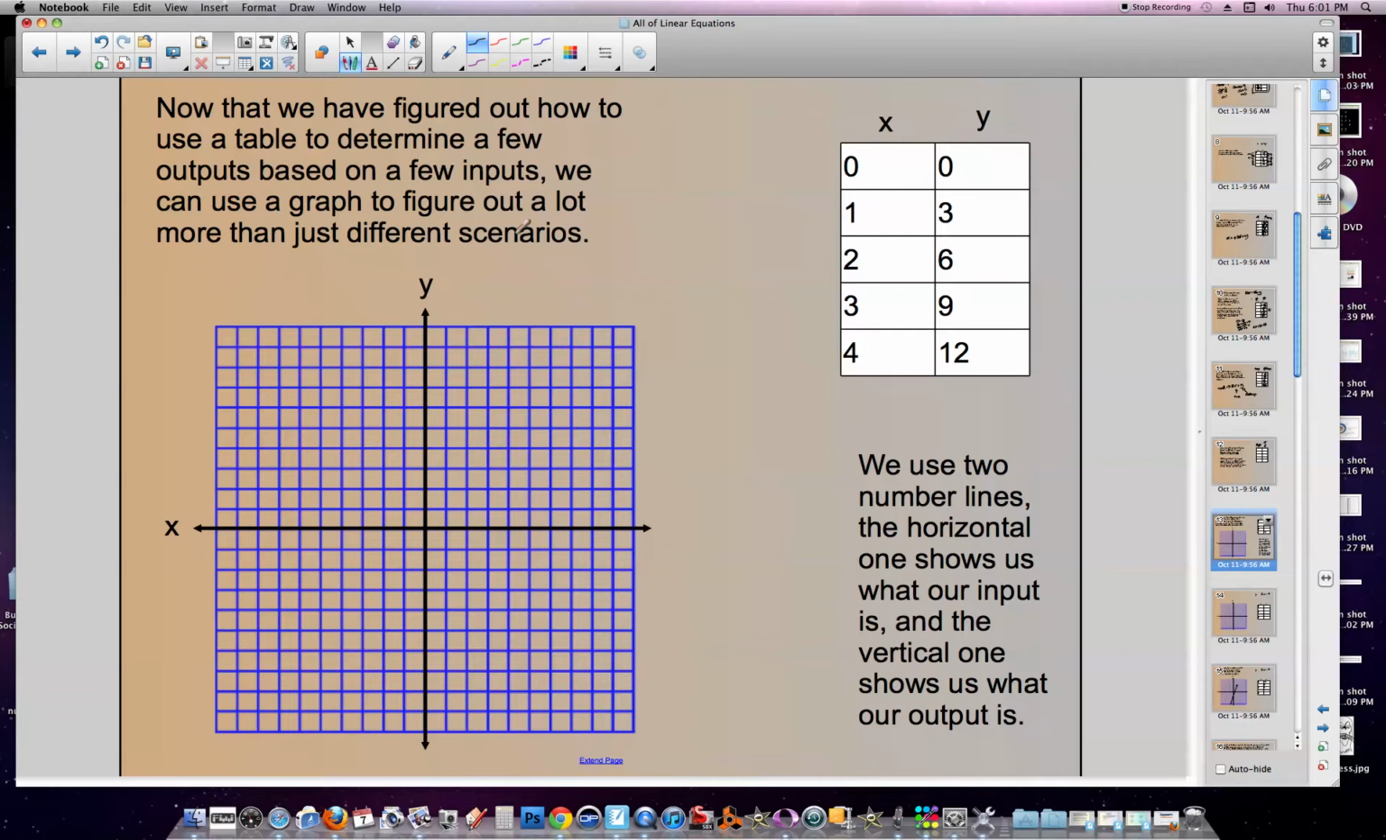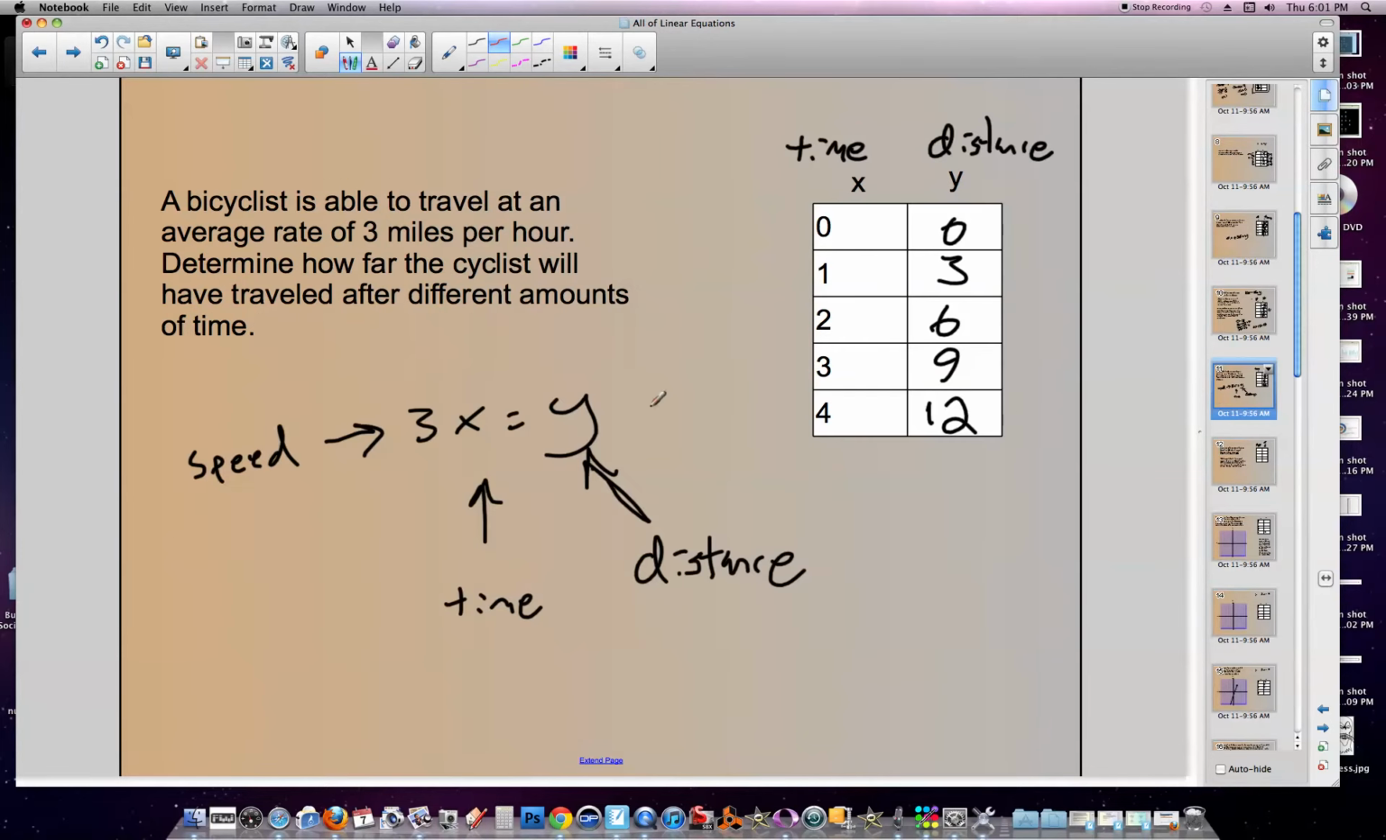So let's take, for example, this problem from the last video. I'm going to show it real quickly, where we talked about a bicyclist traveling at 3 miles per hour. We said, okay, if they don't travel at all, then they won't travel any distance. And if they travel for 1 hour, 3 miles, 2 hours, 6 miles. And we compiled this table to show the relationship between how long they cycle versus how far they travel.